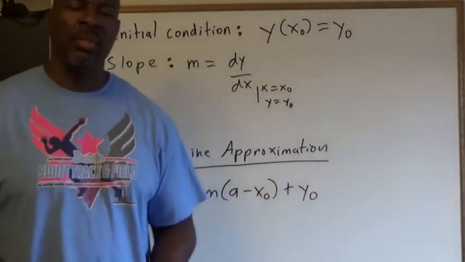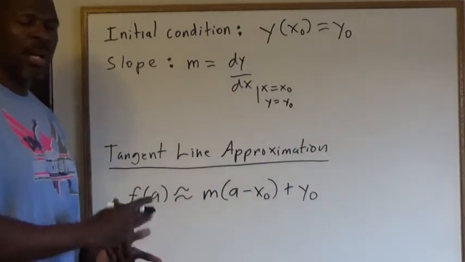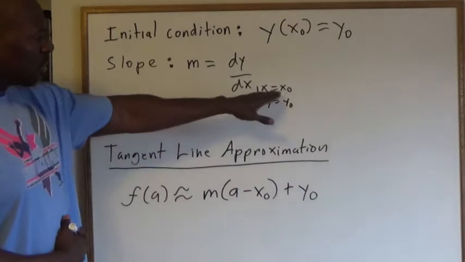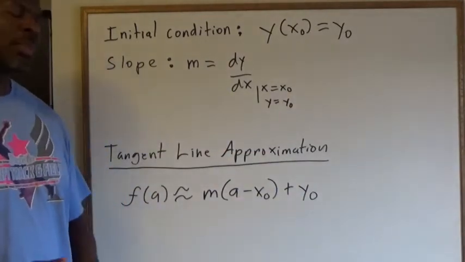So I'll begin by doing a few examples, and for each example I'll find the tangent line approximation at some point, and the point is generally some value that's very close to x naught, and then we'll find a particular solution for several examples.